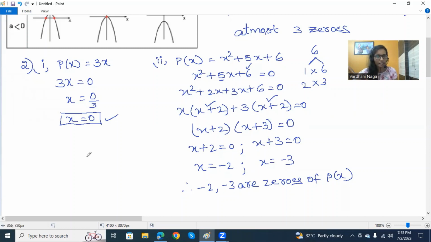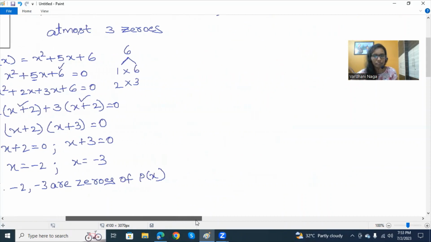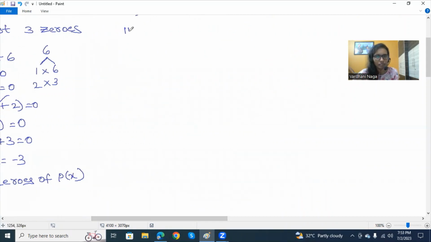Okay. Let's see the third question. One more question. P of x is equal to x plus 2 into x plus 3. This is the question.